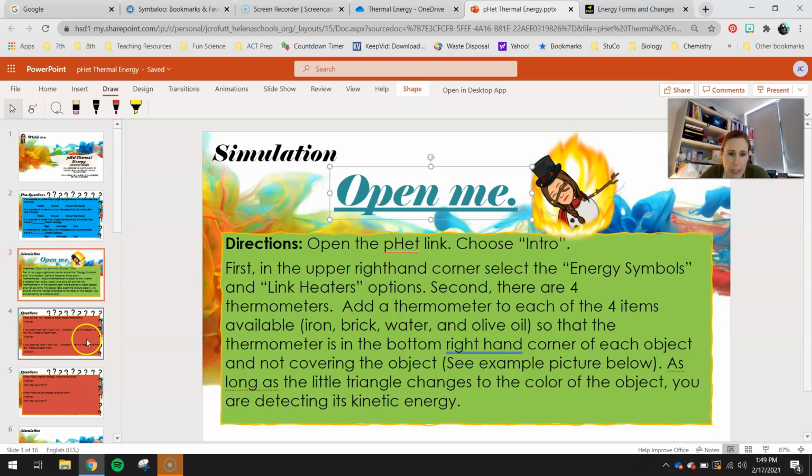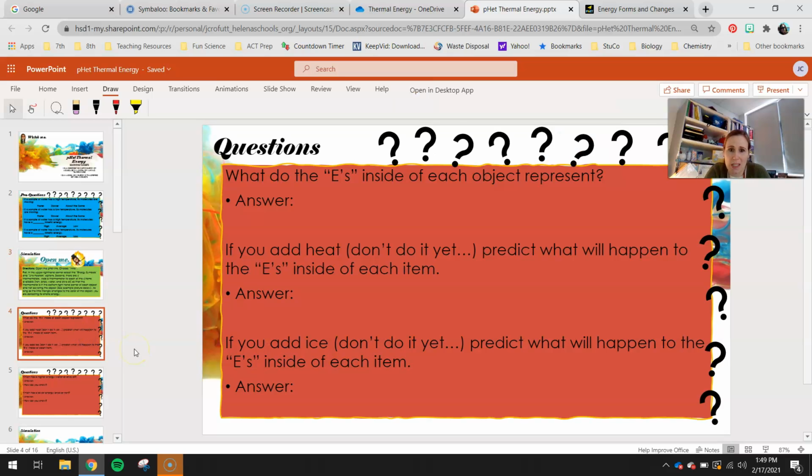Alright, so now moving on, you're going to make some predictions. What do the E's inside of each object represent? If you aren't quite sure, go back and play around with that simulation. You will find the answer in there. If you add heat, again, don't do it, this is just a prediction. What will happen to the E's inside of each item? And if you add ice, don't do it yet. Predict what will happen to the E's inside of each item.